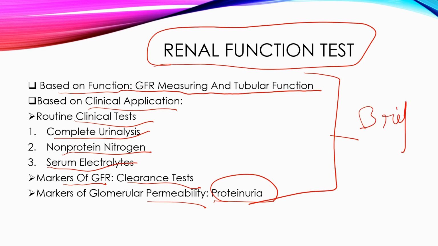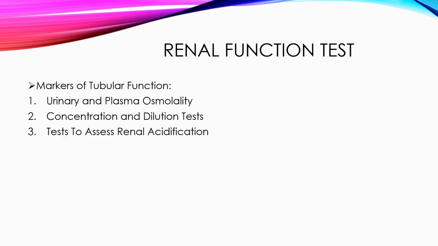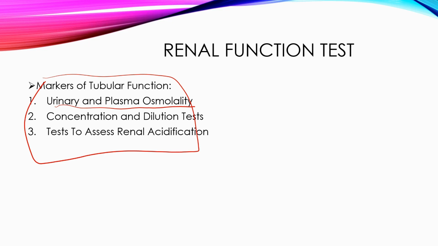And markers of tubular function are also there: urinary and plasma osmolality, concentration and dilution tests, and tests to assess renal acidification.